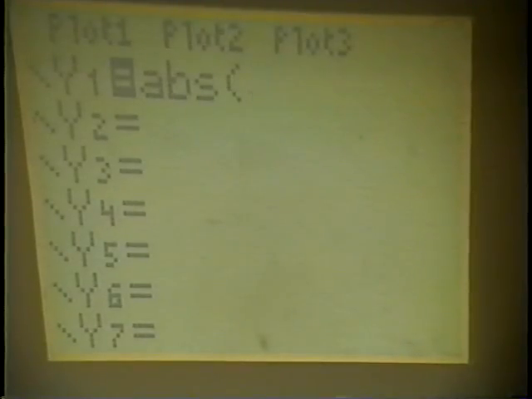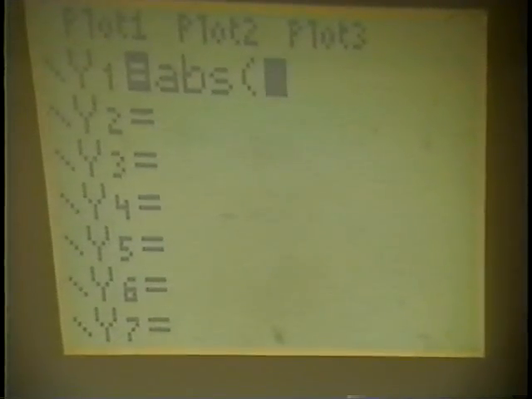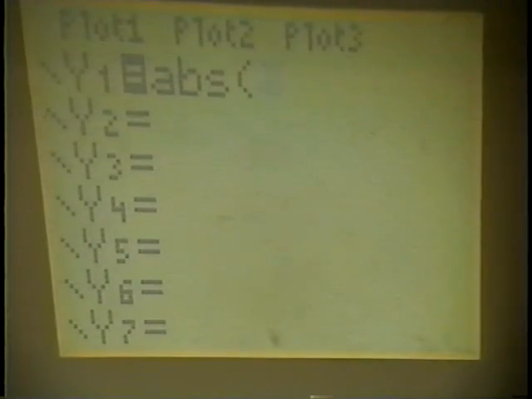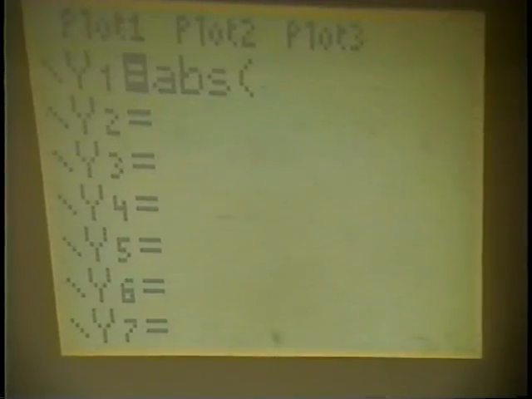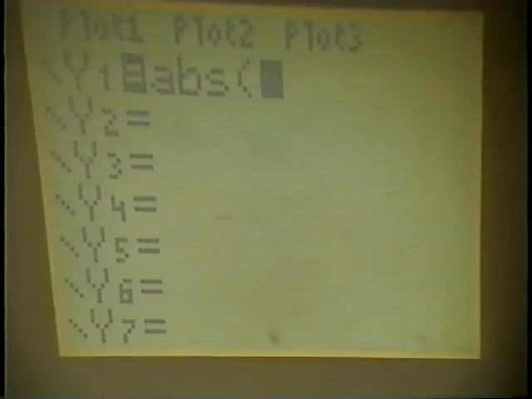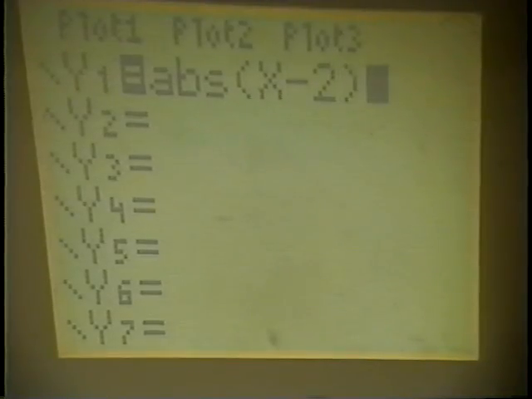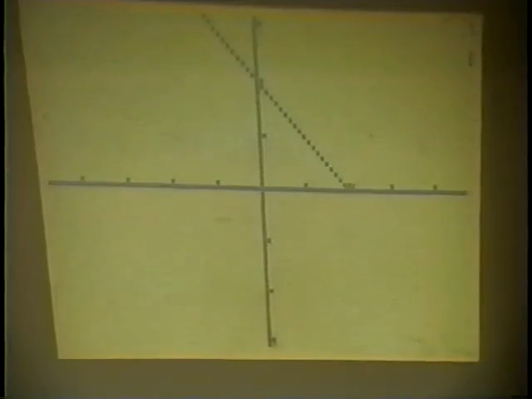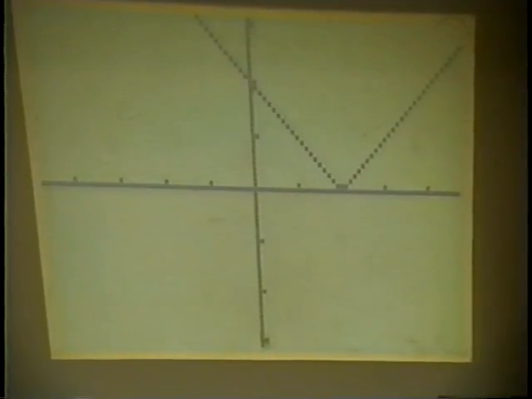In other words, this is going to be entered as y1 is absolute value of x minus 2. So I enter in ABS, now x minus 2, close parentheses, and I hit graph, and it graphs y equals the absolute value of x minus 2.